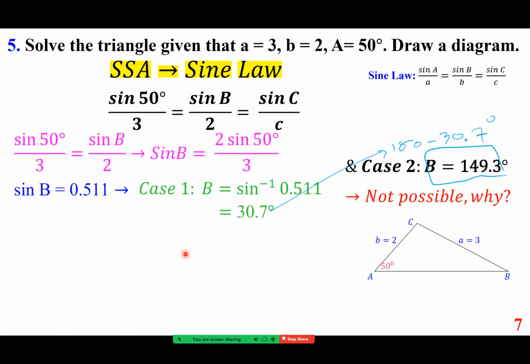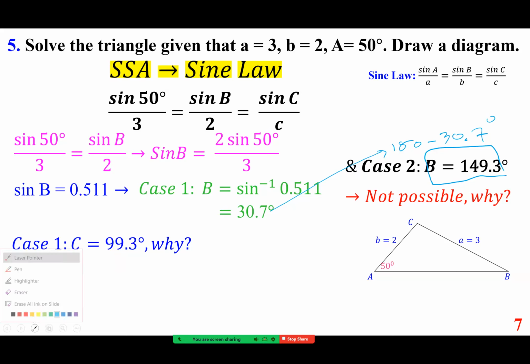So now we have 50 degrees plus 30.7 degrees, and we subtract it from 180. Again, the sum of all three angles must be 180. So this is 180 minus the sum of 50 plus 30.7. That's how we get that. And now we go back up here, to the first one and the last one.